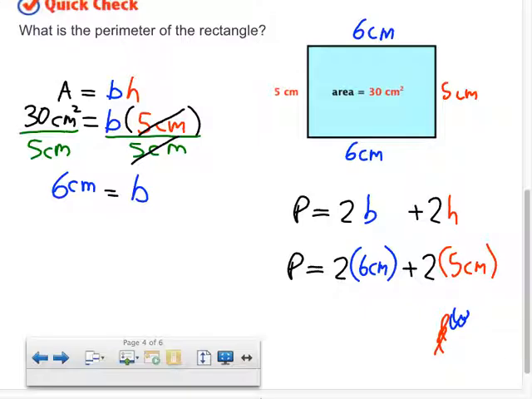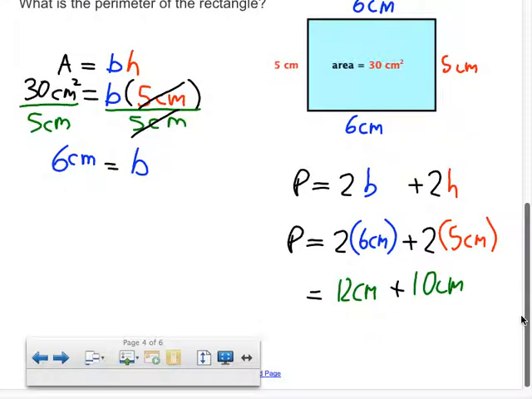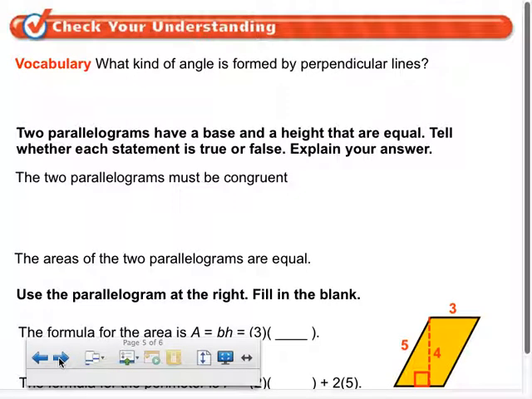Okay. And when we simplify that, we see that 2 times 6 centimeters, well, what is that? That's going to be 12 centimeters. And then 2 times 5 centimeters, 10 centimeters. And then what is 12 centimeters plus 10 centimeters? That gives me 22. Not centimeters squared because you're adding, you're not multiplying. It's just 22 centimeters.